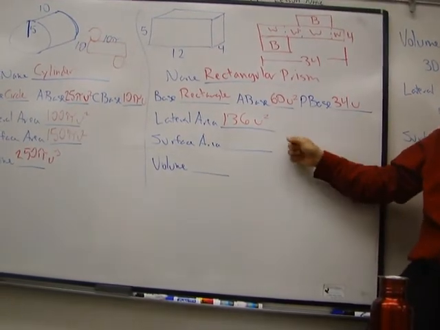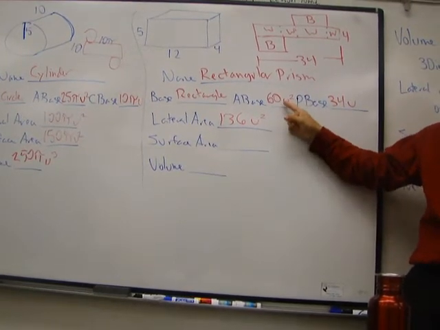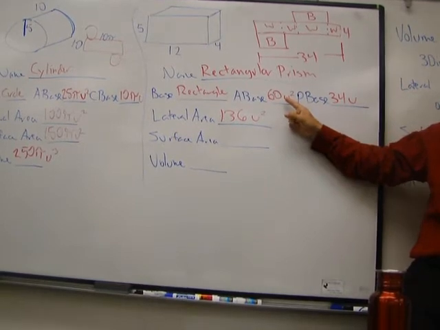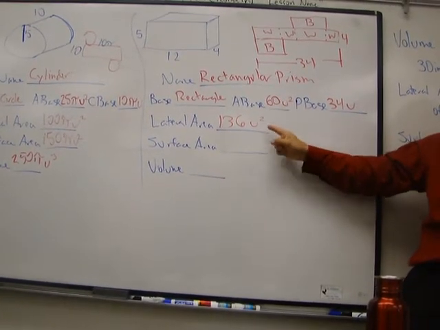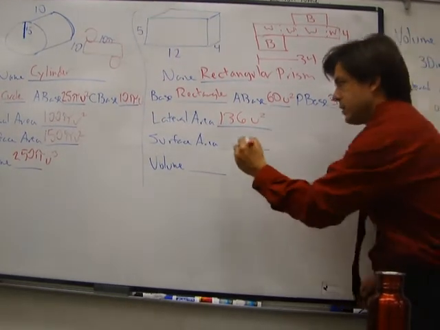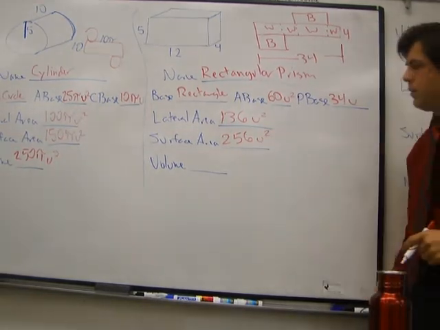Okay, and then the surface area is the two bases plus the lateral area. So what is the area of the base? 60. It says it right here. Just read. How many bases do we have? 2. So it's 120 plus 136 for the whole thing. 256 is correct. 256 what? Units squared, of course.